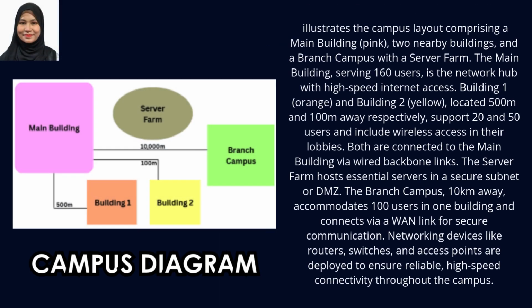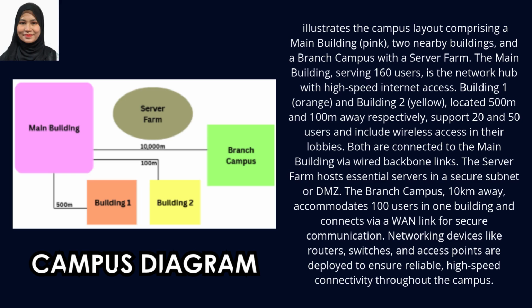This is a campus diagram where we have one, two, three, four buildings: the main building, building one, building two, and the branch campus with a server farm. It illustrates the campus layout comprising a main building, which is pink, two nearby buildings, and a branch campus with a server farm. The main building serving 160 users is the network hub with high-speed internet access.